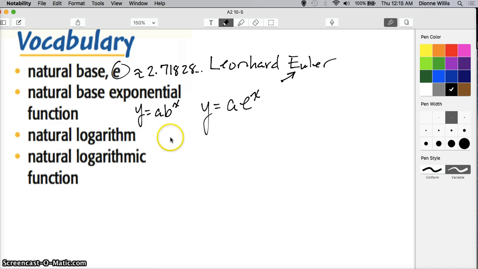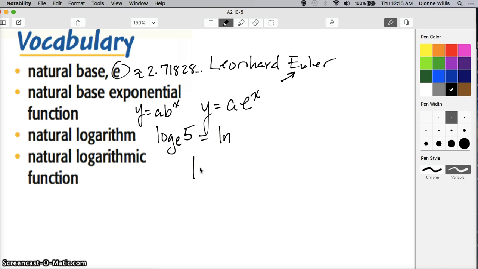Natural logarithm, well, if you can write an exponential with e, you can also have a log base e. Log base e is called the natural log. So log base e of any number is called the natural log. Let's say log base e of 5, right? But the way we write that is ln because it is the natural log. The natural log is what we call it.